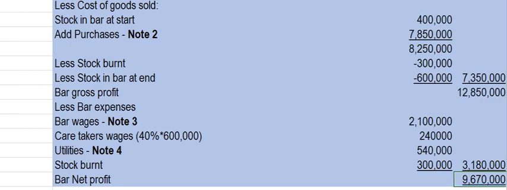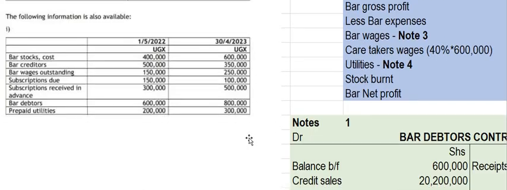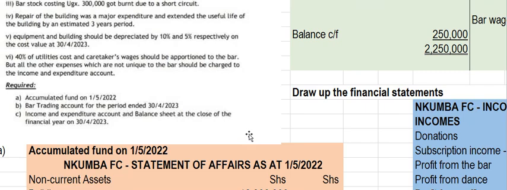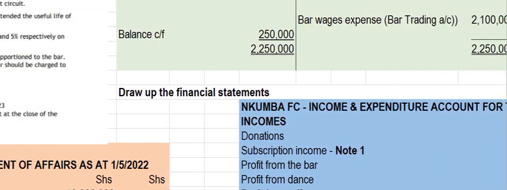Then the other requirement of the question is to come up with the income and expenditure account and the balance sheet at the close of the financial year. Income and expenditure account. So let us draw up the financial statements.